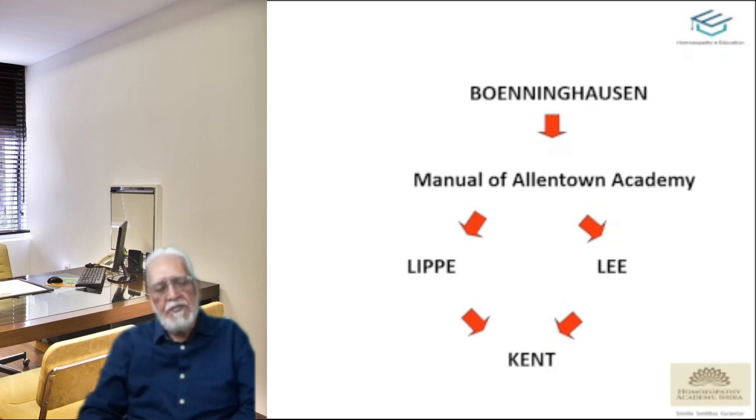This flow diagram shows how Boenninghausen's work literally went down even to Kent's repertory. Many things were borrowed by the Manual of Allentown Academy Repertory from Boenninghausen, and many things were borrowed from the Manual of Allentown Academy by two gentlemen, Lippe and Lee. And the work of Lippe and Lee was summarily borrowed by Dr. Kent. That's how, indirectly and directly, Boenninghausen's work continued to be made use of in Kent's repertory too.